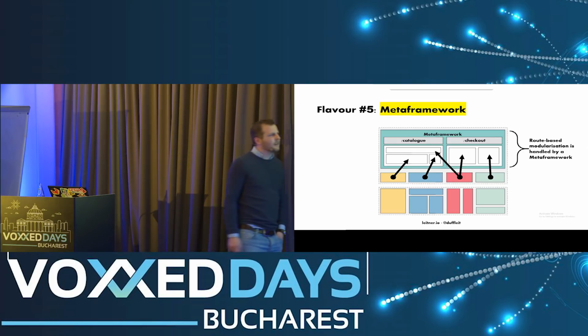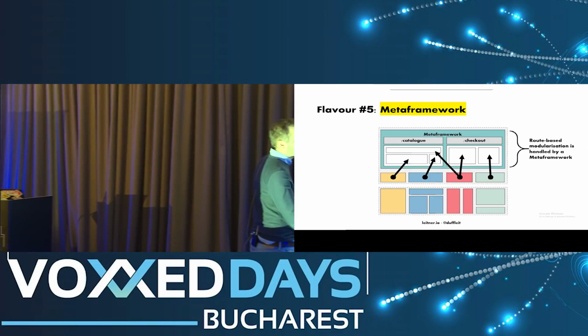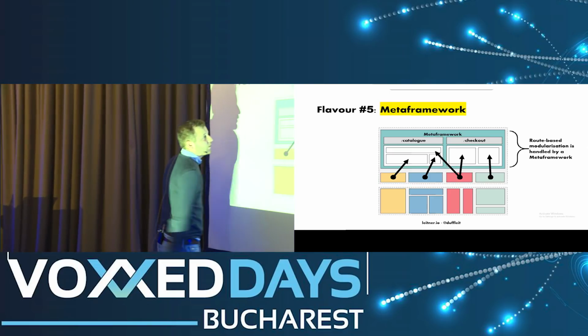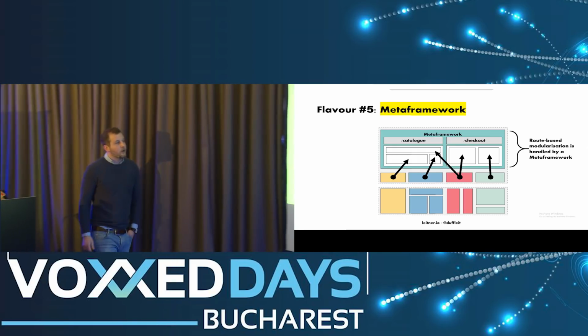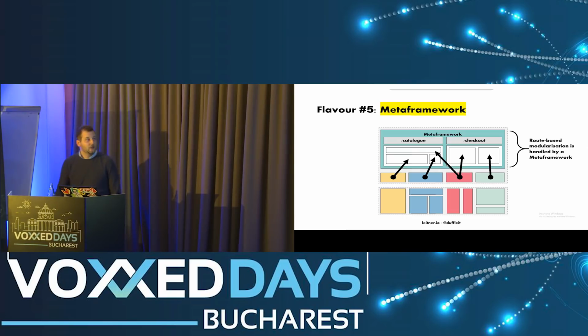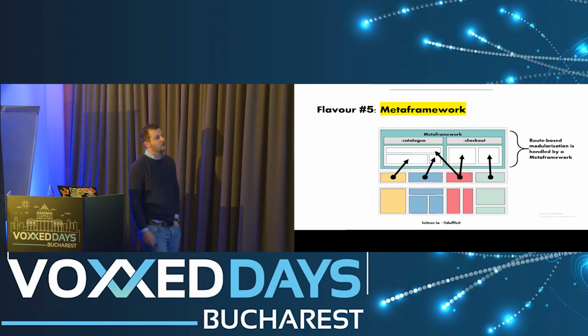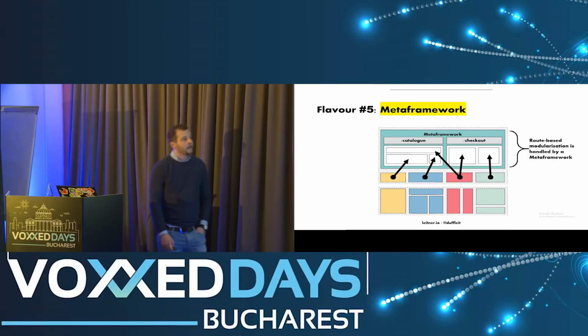And based on catalog, you have defined in your meta framework that you want to load this micro frontend here, this micro frontend here, and this micro frontend here. And if you go to checkout, you will change this, right? So it's a route-based modularization, which is done at runtime on the client, right?